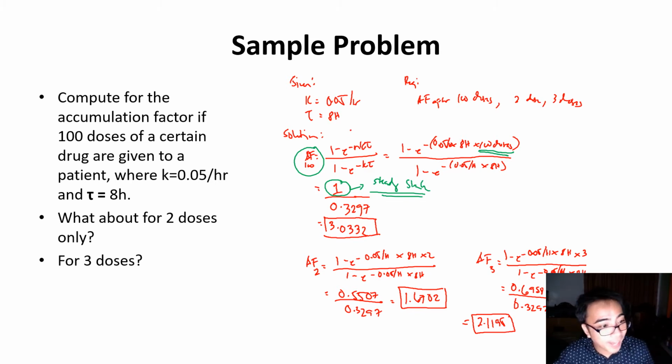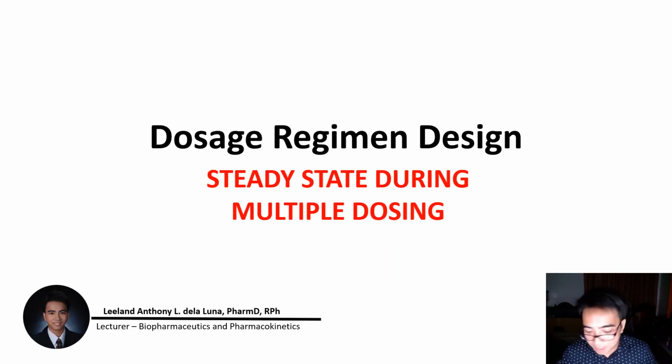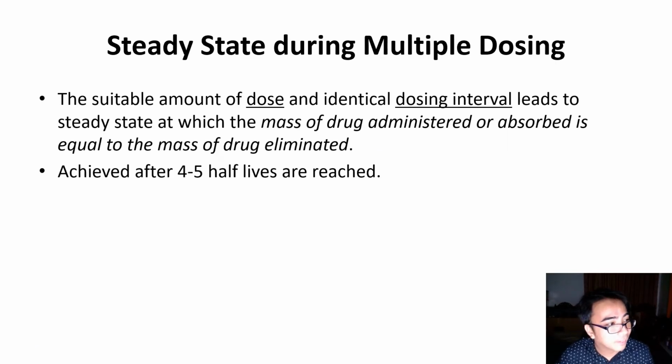That's the reason why, class, in our next topic, which is all about the steady state during multiple dosing, what you will notice here is the formula for accumulation factor changes. So steady state during multiple dosing, class, the suitable amount of dose and identical dosing interval leads to the steady state at which the mass of the drug administered or absorbed is equal to the mass of drug being eliminated. Alright, so achieved usually after 4 to 5 half-lives.